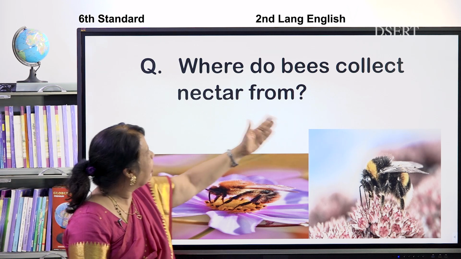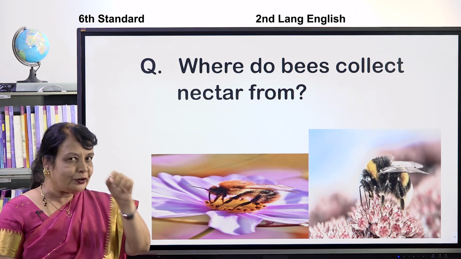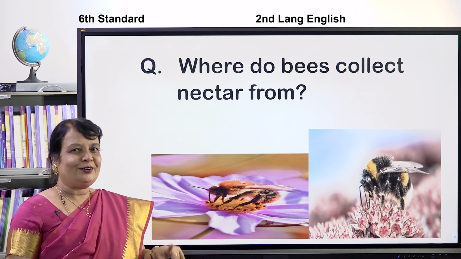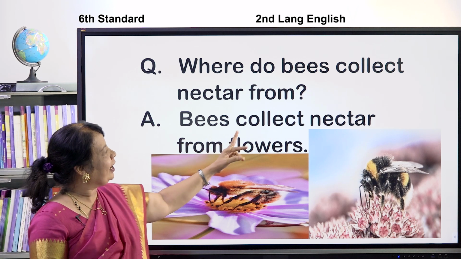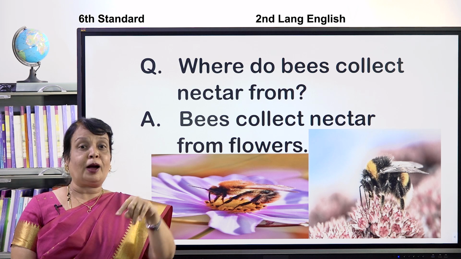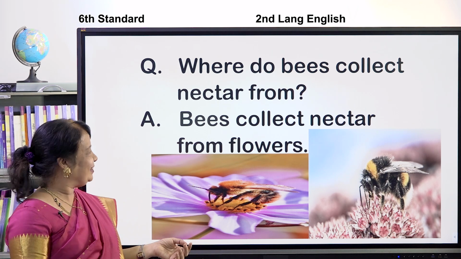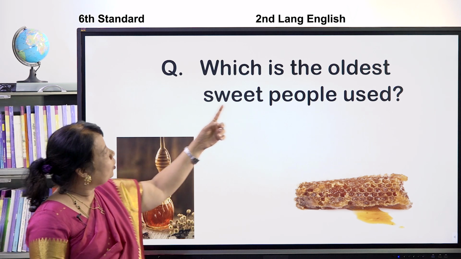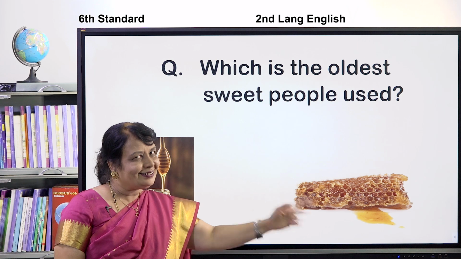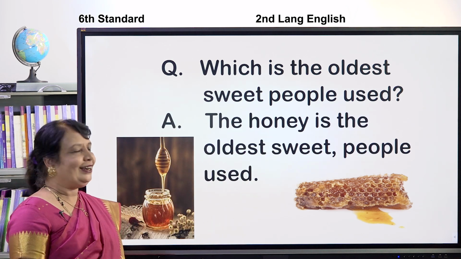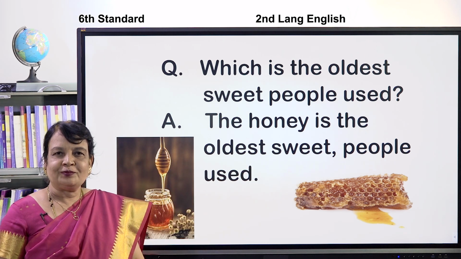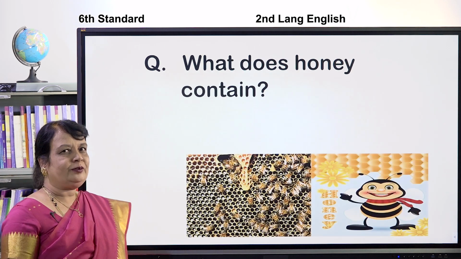Where do bees collect nectar from? Where do they collect? You can see the pictures. Yes, where are they sitting? Very good, on the flowers. So, bees collect nectar from flowers. Only from one flower? No, from many flowers. Yes, children. We go for the next question. Which is the oldest sweet people used? See, which is the oldest sweet? Yes, it is the honey. The honey is the oldest sweet people used. Isn't it, children? We'll go for the next question.